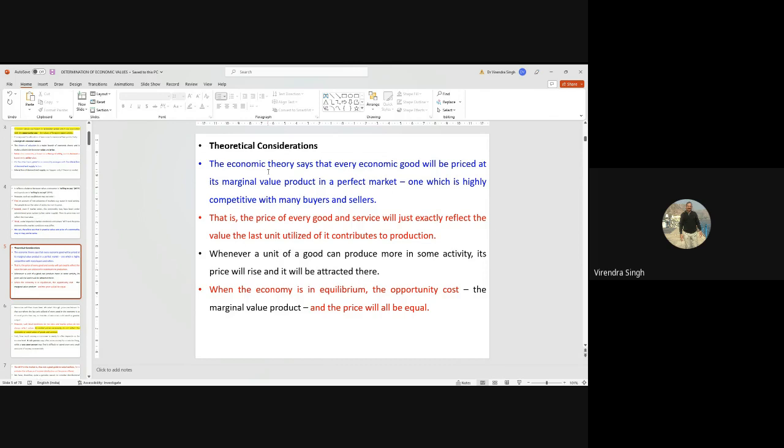Whenever a unit of good can produce more in some other activity, its price will rise and it will be attracted there. When the economy is in equilibrium, the opportunity cost and the price will be equal. This is the only condition under which price and the value of a good are equal. When the economy is in equilibrium, do you understand what is the meaning of equilibrium? Equilibrium is a situation in which an economic agent or aggregate of economic agents have no incentive to change its economic behavior.